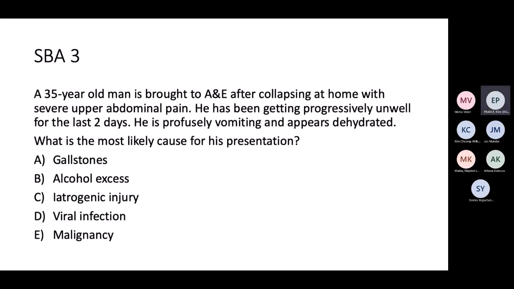Okay, so question 3. A 35-year-old man is brought to A&E and he has collapsed at home with severe upper abdominal pain, and he's been getting more unwell for the last 2 days, and he's vomiting pretty much non-stop to the point where he looks quite dehydrated. So what is the most likely cause for his presentation?